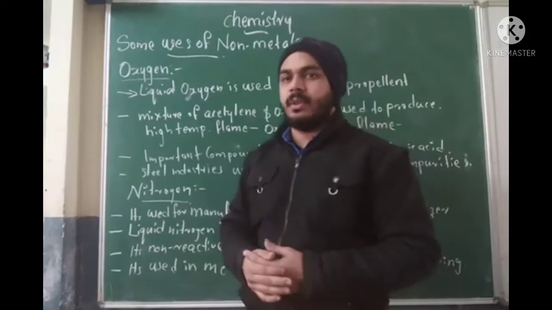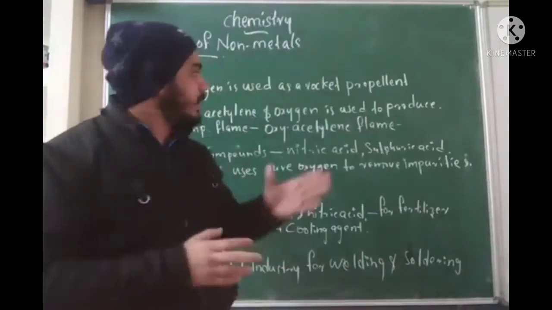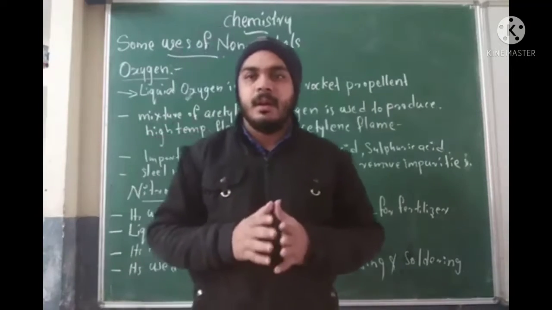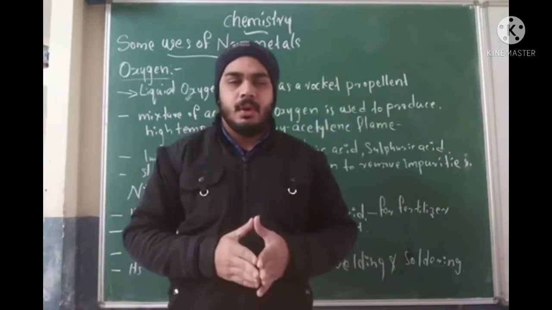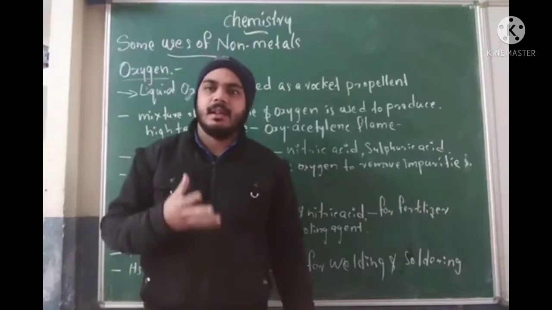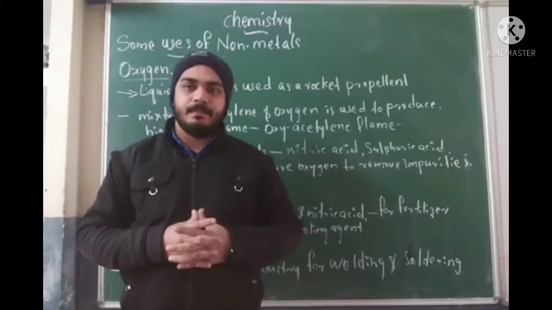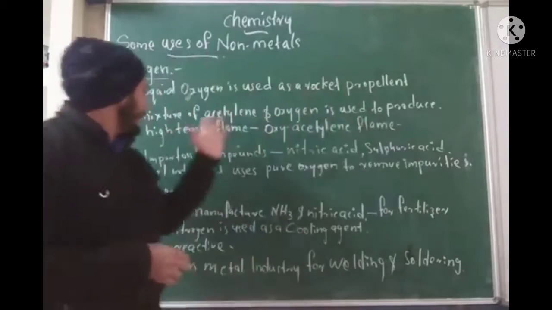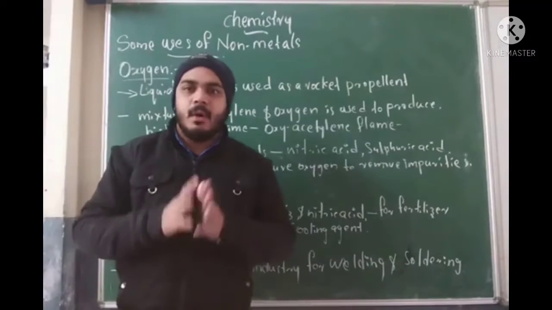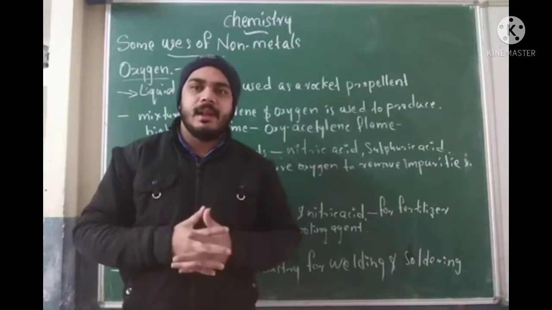I will introduce the first one, liquid oxygen. Liquid oxygen is used as a rocket propellant. And the next one, the mixture of acetylene and oxygen is used to produce a high flame. This high temperature flame is called the oxyacetylene flame. This flame is used in the cutting and welding process.